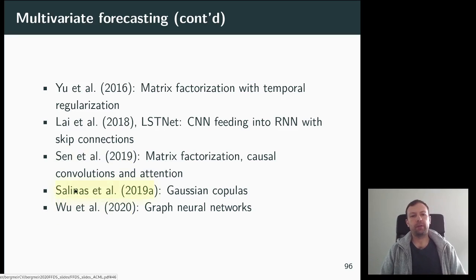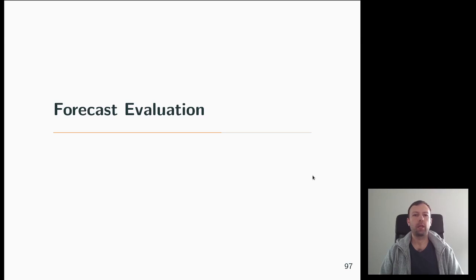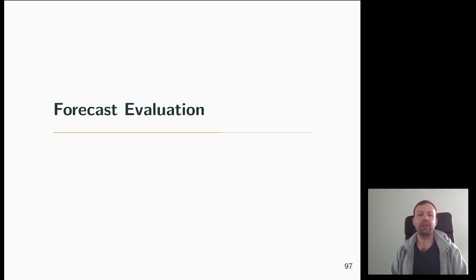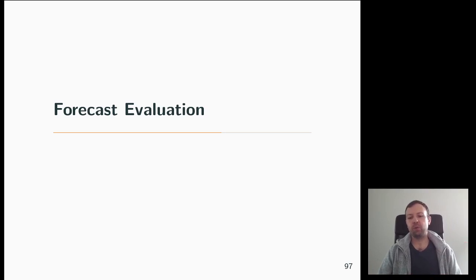Then another work from the Amazon group, including Gaussian copulas, and then a paper from 2020, Connecting the Dots, which uses graph neural networks to do multivariate forecasting. So this concludes my short overview of the deep learning field. I hope it gives you some pointers to dig deeper into this area. And again, I was able to only briefly cover it because there are many other topics I wanted to cover.